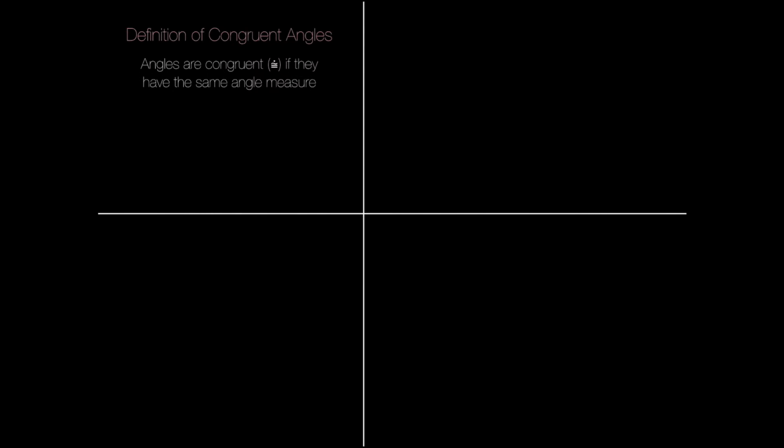Angles are congruent when they have the same angle measure. You use this if the previous statement states that two angles are congruent.